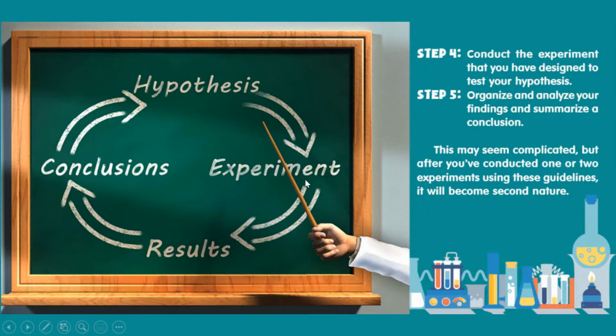Hypothesis, experiment, results, conclusions. Step 4. Conduct the experiment that you have designed to test your hypothesis. Step 5. Organize and analyze your findings and summarize a conclusion. This may seem complicated, but after you've conducted 1 or 2 experiments using these guidelines, it will become second nature.